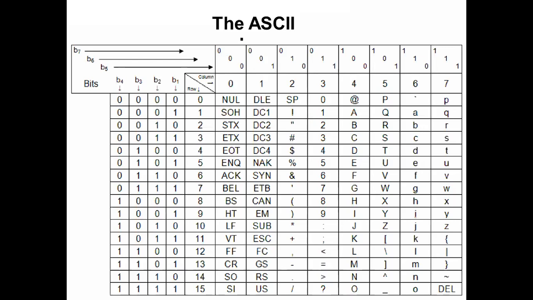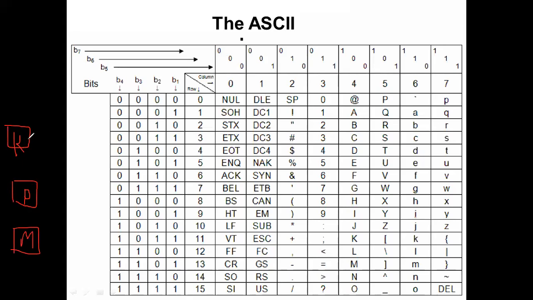Actually, input, processor, and output. Input, this is the keyboard. Processor, this is the CPU. Whatever operations we are doing, all are done by the processor only. This is the monitor, the output device.